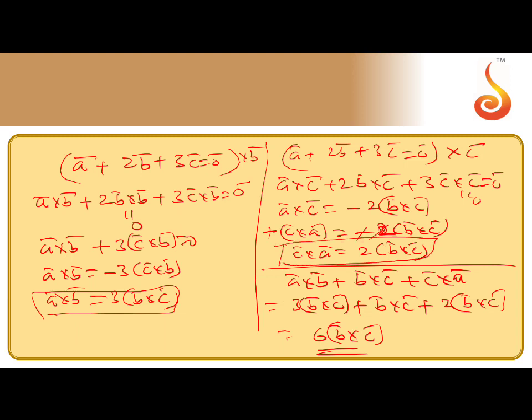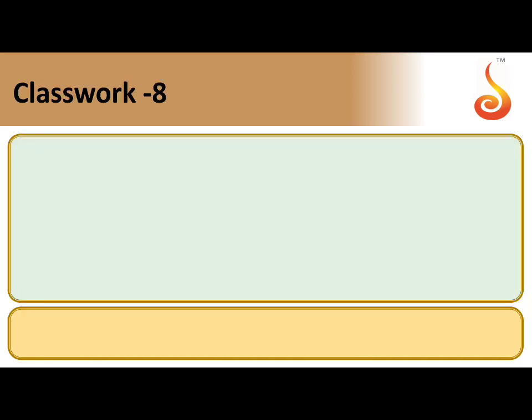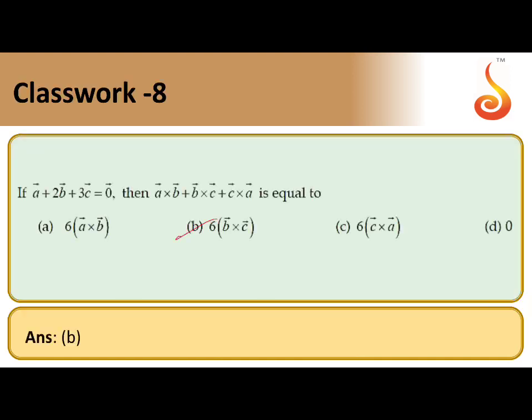A cross B is 3 times B cross C, B cross C is B cross C, and C cross A is 2 times B cross C. Then you get 6 into B cross C. If you want it asked in other terms, you can convert into that one only. So check the answer. 6 into B cross C is the answer.